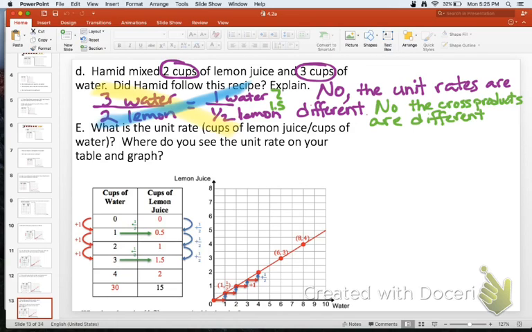We've talked about this before, so I'll quickly go over this again. E asks what is the unit rate of lemon juice over cups of water. So remember when we're looking at that for water, we come down the water column until we hit 1. Then that 1 is the unit rate. So then when we find that, our unit rate is also on our graph right there.